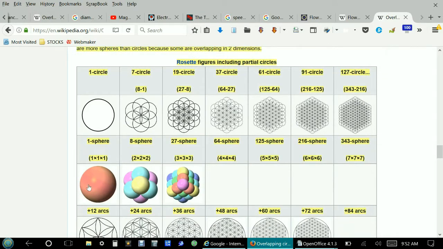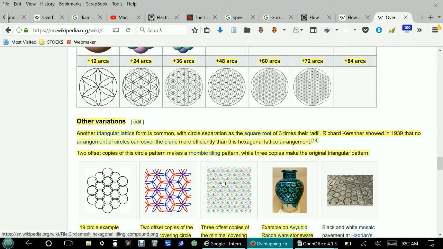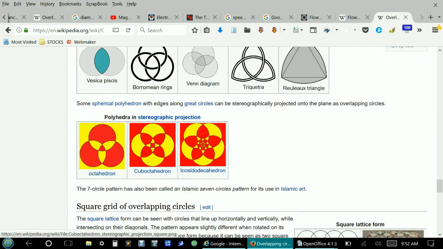And this is a representation here of 24 arcs. Now this is also a representation of cell division, hence the flower of life. 24 arcs. Here's 36 arcs. And as you go up, the progressions divide and become different elements on the element table. So you can see that ancients had a very deep knowledge of how the universe worked.